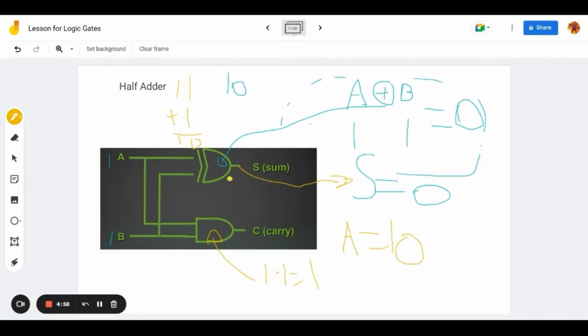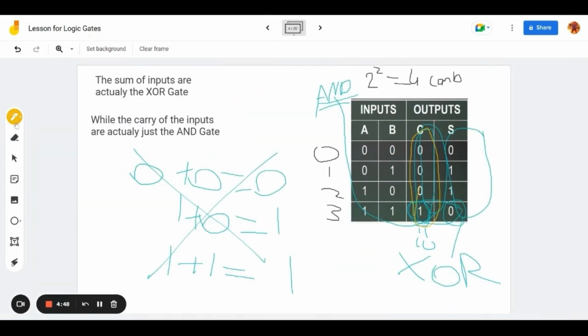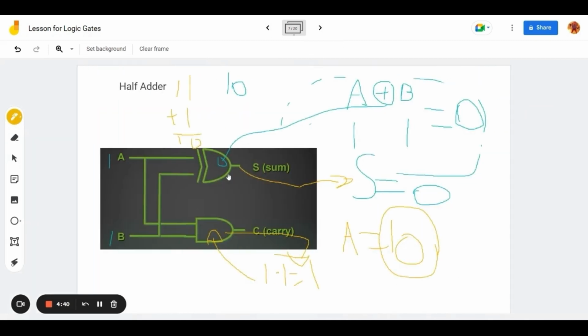as the sum here equals 0, and the carry here equals 1 due to the AND gate. And so in the end, we get 1 0 as our answer. And if we were to go back to our original table right here, what does it say? 1 0 is the answer. So that's how you do half adders.